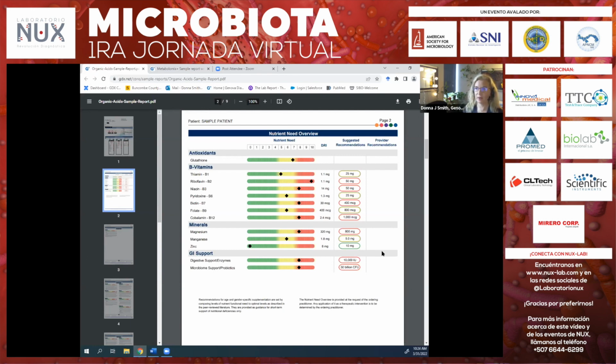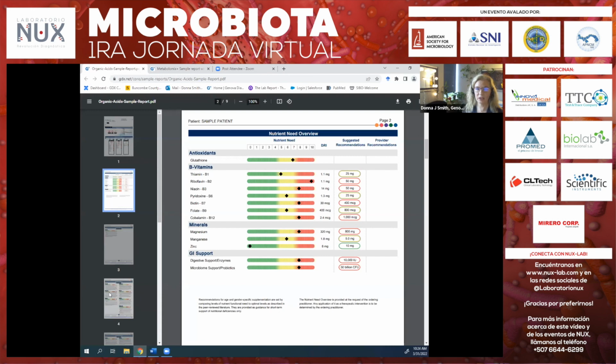In the suggested recommendations column, these are generated via algorithm from the findings of this report, and they are the suggestions from Genova for the levels of these nutrients. And then, of course, we do have a blank column here, and that's for each clinician to be able to make their final recommendations of these nutrients based on everything that they know of the patient and their medical history.